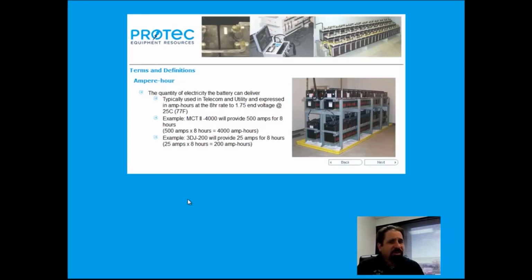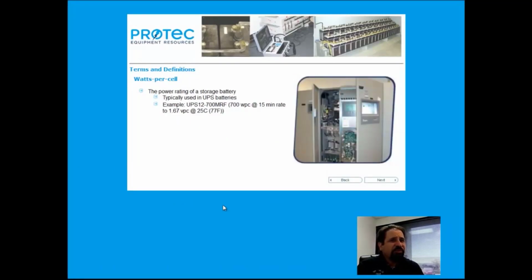Now, another example may be a model number of 3DJ-200, where this particular battery will deliver 25 amps for a total of 8 hours, or 25 times 8 equals 200 ampere hours. And again, the term ampere hours, we will find that very common with batteries associated with telecom or utility applications. Watts per cell is a term that we will find more commonly used when referring to UPS batteries. And a classic example of a UPS style battery may be a model UPS 12-700 MRF. The UPS 12 referring to a 12-volt battery, 700 would be the watts per cell. And at 700 watts per cell at a 15-minute rate to a cutoff voltage of 1.67 volts per cell at a temperature of 77 degrees Fahrenheit.